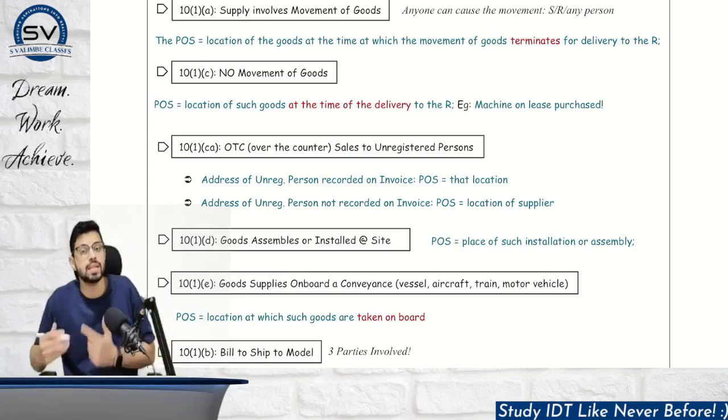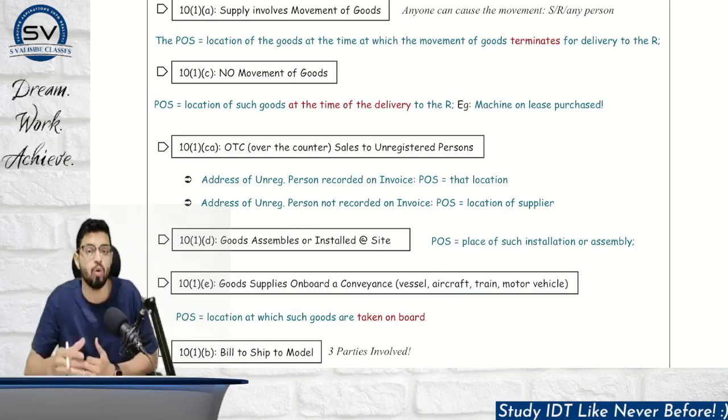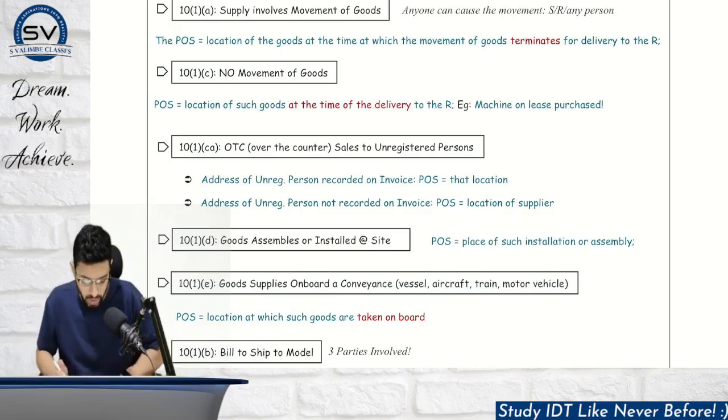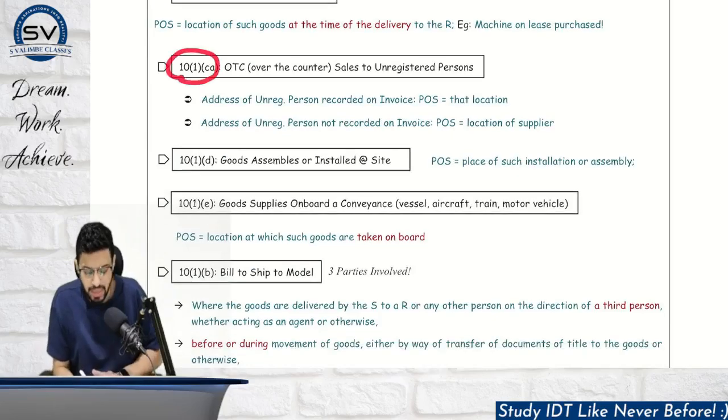There are certain instances in this chapter wherein we have to go for examples of the ICAI, that I will be taking you to the ICAI material. Please don't worry. 10(1)(ca), this was an amendment for May 24. Focus on this. This can be tested. OTC, that is the over-the-counter sale to unregistered person.